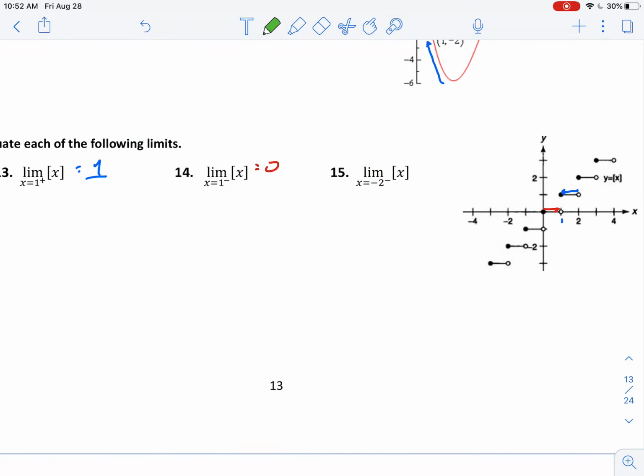And kind of funny looking, in number 15, the limit as x approaches -2 from the left. So the negative in front means it's a -2, and the minus sign behind it means from the left. So here is -2. So if I'm going on the left-hand side of -2, following along my graph, it looks like I'm down there at -3.